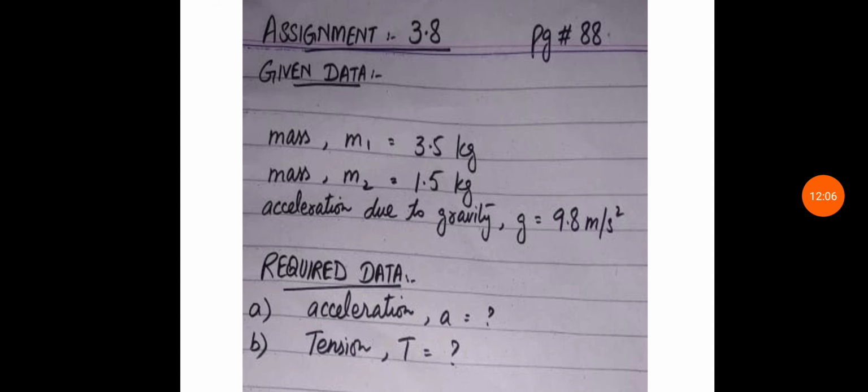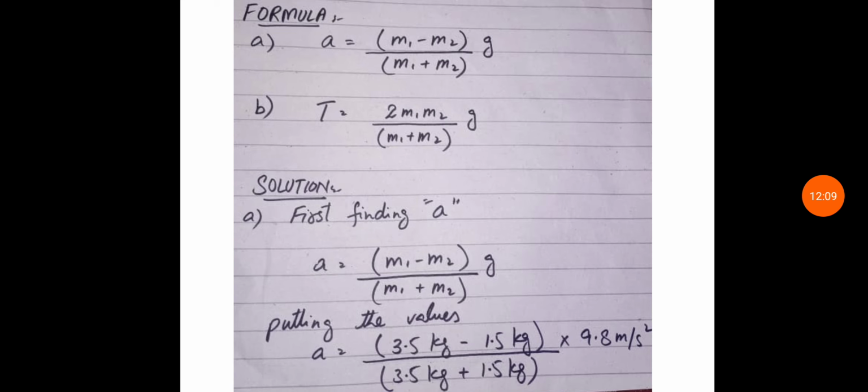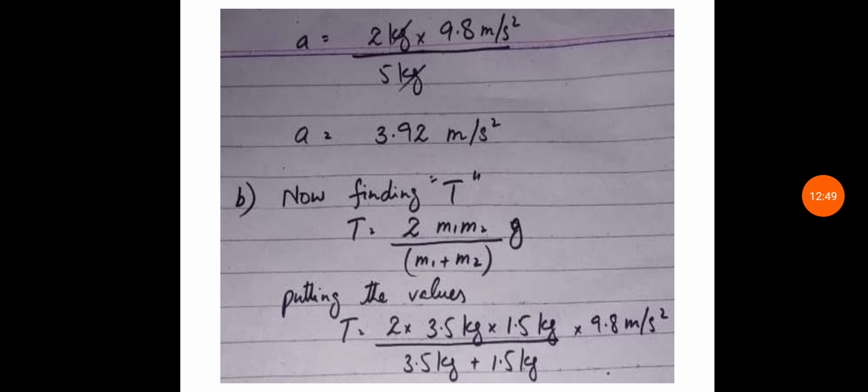Now we write the formula of the acceleration and the tension from the topic that we have studied in Atwood's machine. Now in the solution, first we find a, and writing the value of a, we get (m1 minus m2) g divided by (m1 plus m2), where m1 equals 3.5 kg. By putting their values, we get (3.5 kg minus 1.5 kg) multiplied by g, that is 9.8 meter per second square, divided by (3.5 kg plus 1.5 kg). When we subtract 1.5 from 3.5, we get 2 kg, and multiplying by 9.8 and dividing by 5 we get 3.92 meter per second square, that is the value of acceleration.